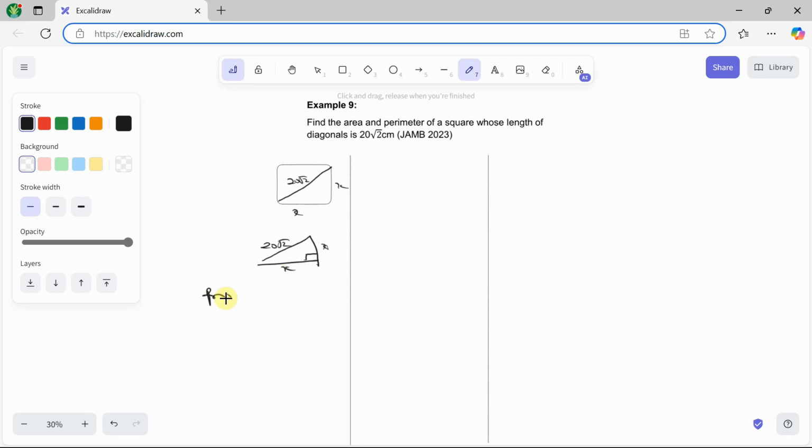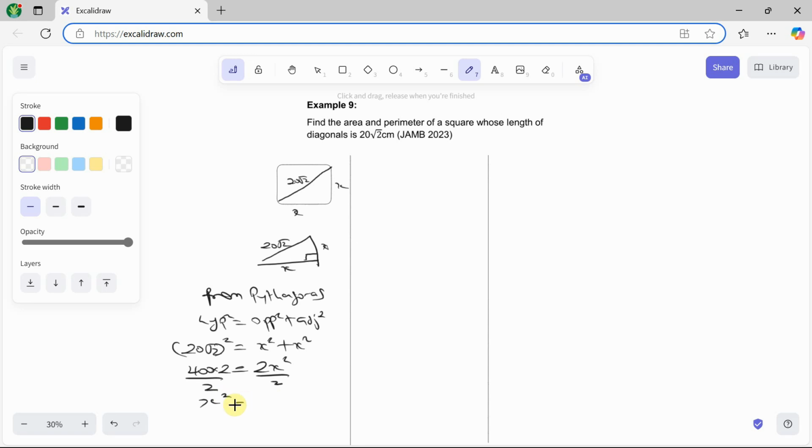So we know from Pythagoras, hypotenuse squared is equal to the opposite squared plus the adjacent squared. This guy here, 20 root 2 all squared, is equal to x squared plus x squared. 20 squared is 400 times root 2 squared is 2. So x squared plus x squared is 2x squared. If I divide both sides by 2, x squared is equal to 400. If I take the square root of both sides, x will be equal to the square root of 400, which is equal to 20 centimeters. That means each of the sides is 20 centimeters.